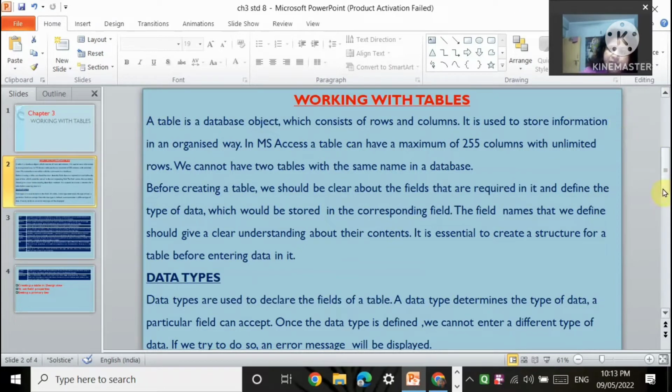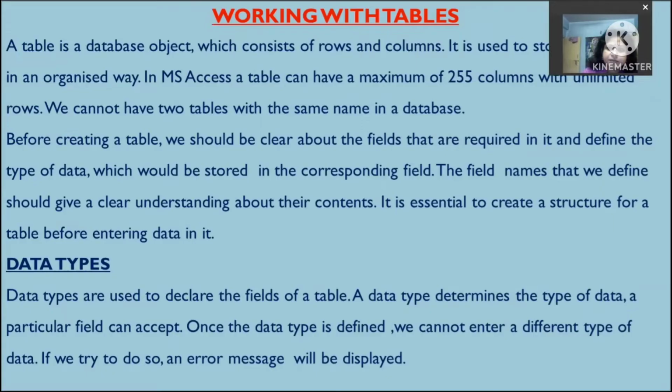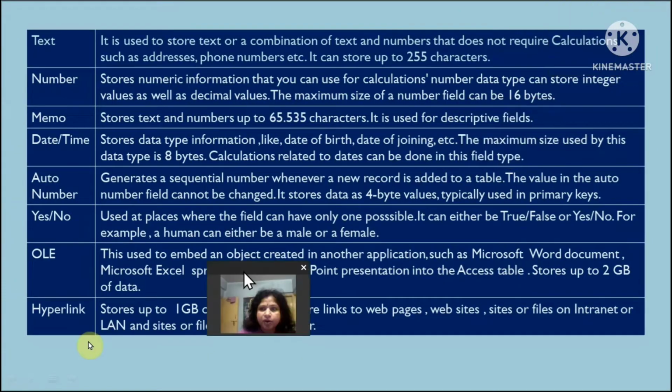Okay. So, what is a data type? Data types are used to declare the fields of a table. A data type determines the type of data a particular field can accept. Once the data type is defined, we cannot enter different types of data in that column. Okay. If you try to do so, an error message will be displayed. Clear? So, what are the data types available in MS Access?